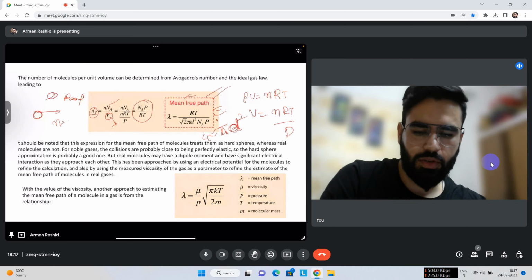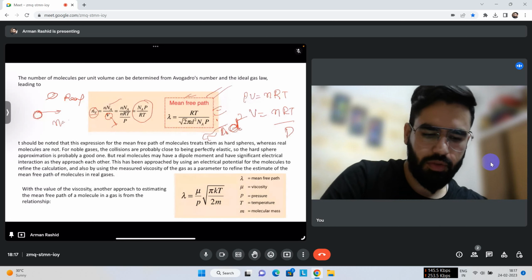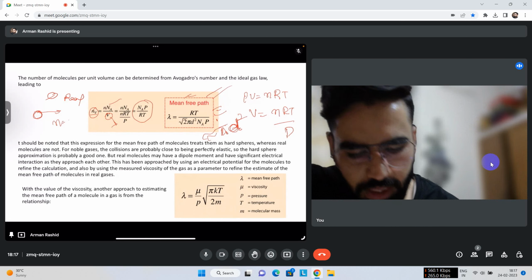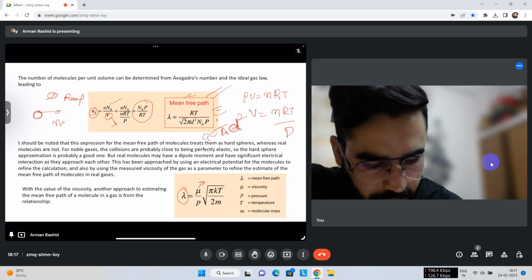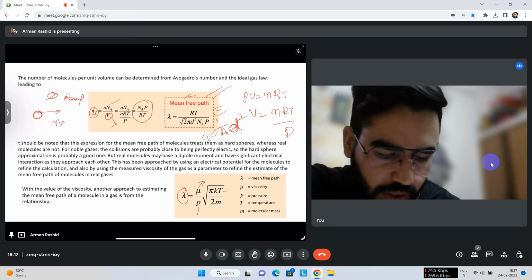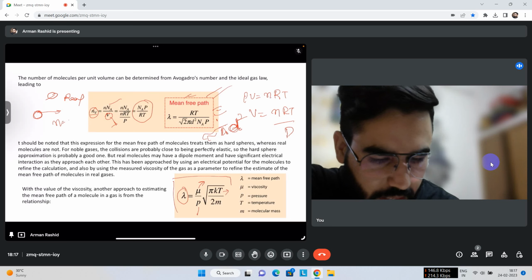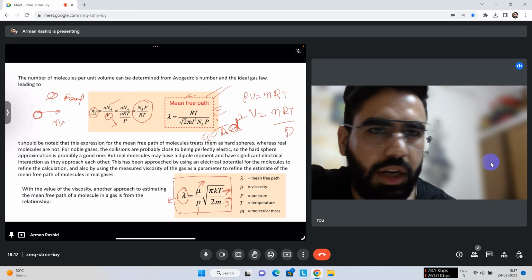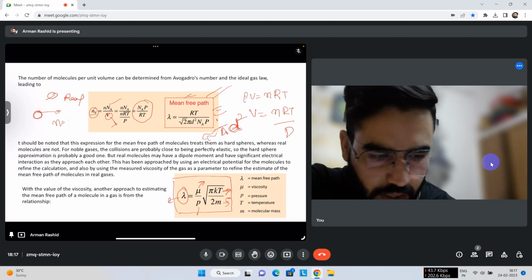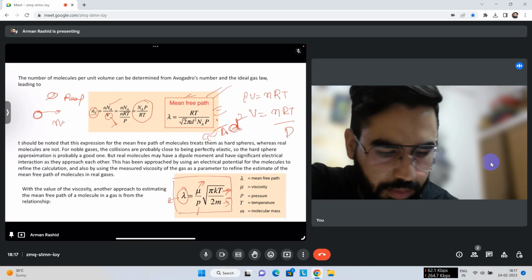Okay, so if we use those equations, which I will not derive here, we can derive that lambda is equivalent to mu, where mu is the viscosity, P is the pressure, and pi k T is the absolute temperature divided by 2m, where m is the molecular mass. Now this equation relates the mean free path with the temperature and the molecular mass. We will use this equation to solve some problems in the future.